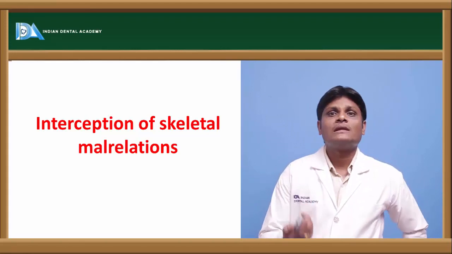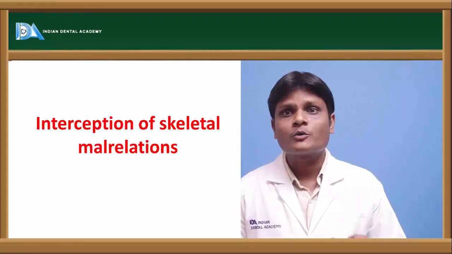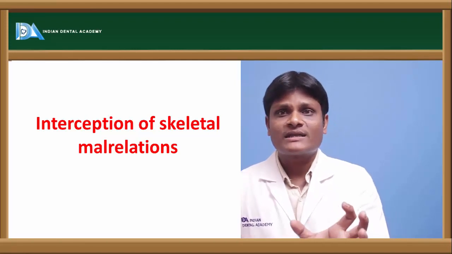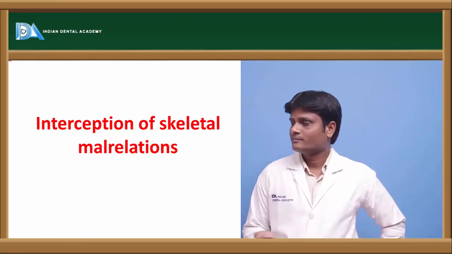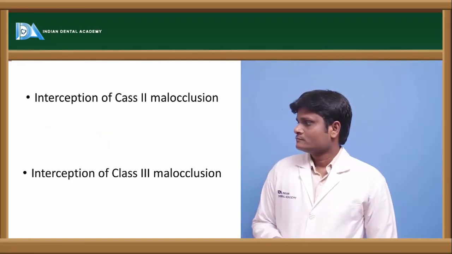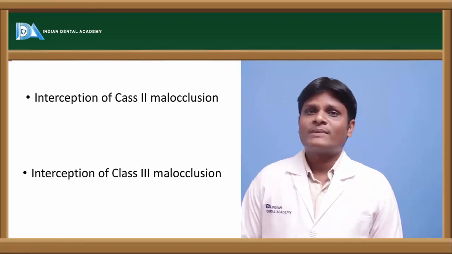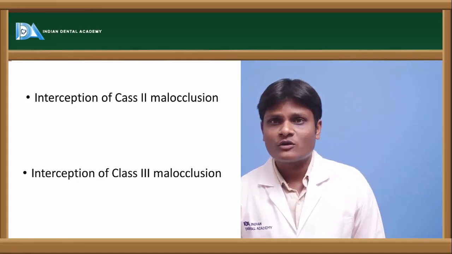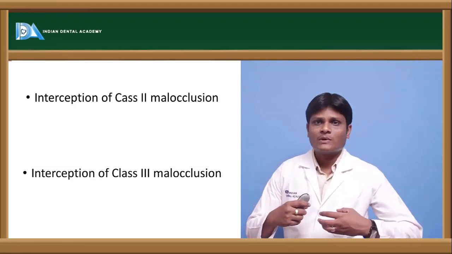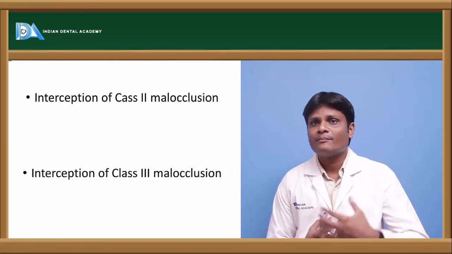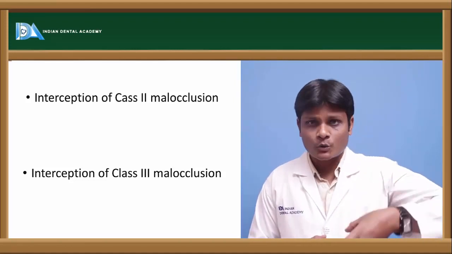And sometimes we can use lip bumpers to prevent mesial migration of the molars, or even to distalize the molars that have been mesially tipped into the exfoliation space. So interception of class 2 malocclusion and interception of class 3 malocclusion comes under interceptive orthodontic procedure. For example, if a person is having more advanced growth of the maxilla when compared to the mandible, we can use orthopedic appliances like headgears to restrict its growth.